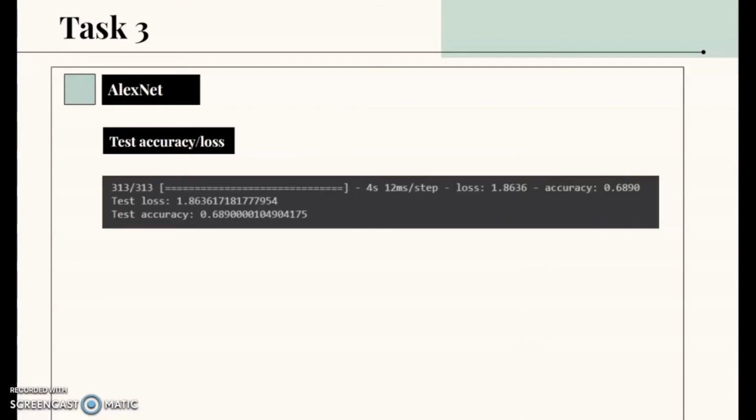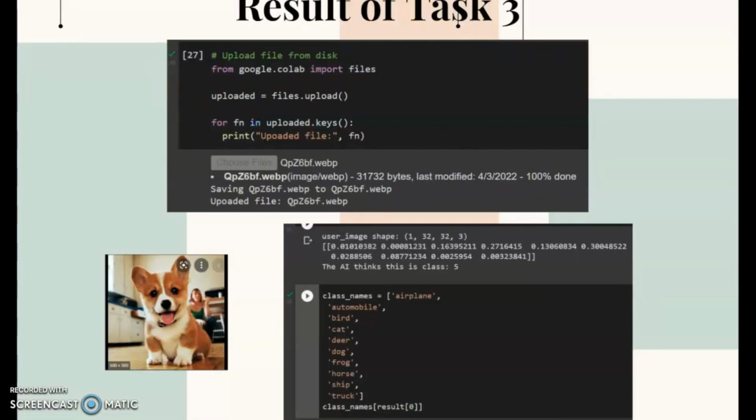After the data has been tested, its accuracy falls to 0.689 with a loss of 1.8636. We have tested the model with the same picture from the previous task. Due to high training accuracy, it managed to give the right answer, which is dog.